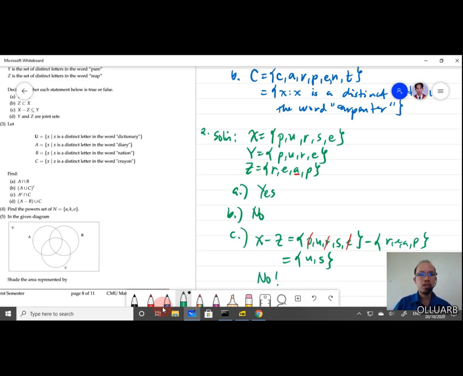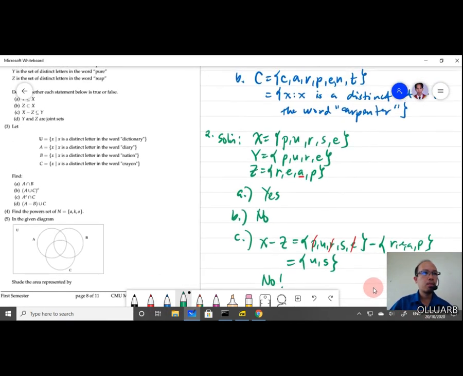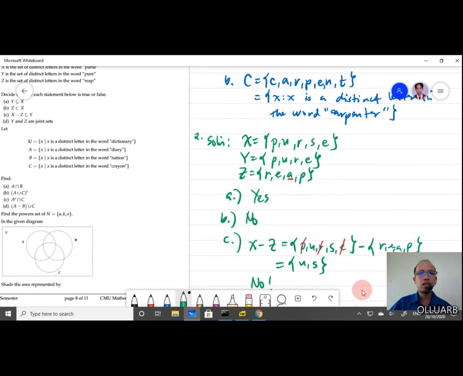Okay, how about letter d? Letter d, Y and Z are disjoint sets, meaning there is no intersection between Y and Z. Clearly we have A common, so the answer is yes. We have P here as a common element.